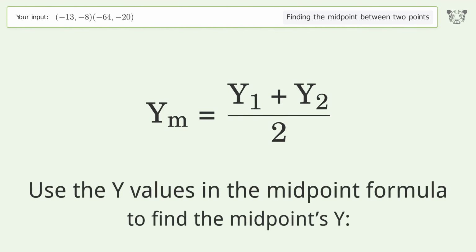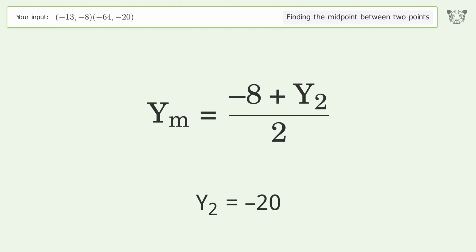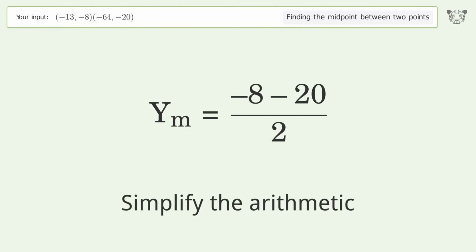Use the y values in the midpoint formula to find the midpoints y. y1 equals -8. y2 equals -20. Simplify the arithmetic.